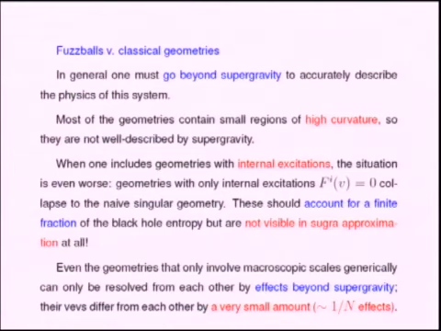Now, even the geometries that only involve macroscopic scales can only be resolved from each other by effects beyond supergravity, i.e., the vevs differ from each other by a very small amount of order 1 over N. Capital N here is, say, n1, n5. This is the parameter that we're always taking large in the correspondence. So many of the geometries have small regions of high curvature, or they collapse to the naive geometry. Other ones can't be distinguished. That's the basic problem.